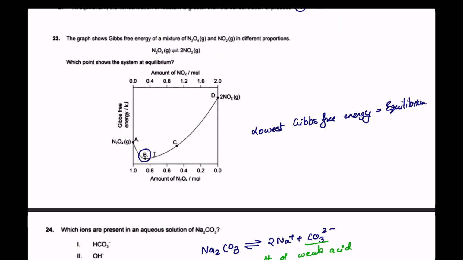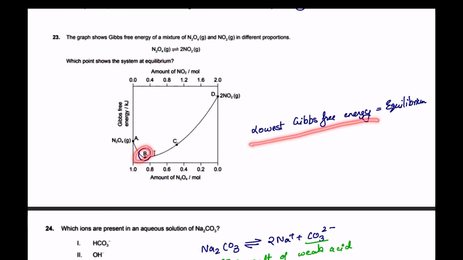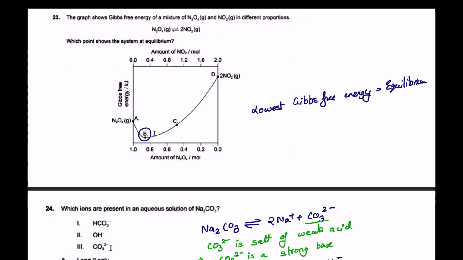Now question 23 again is a pretty simple question. We have a graph that shows the Gibbs energy of a mixture of N2O4 and NO2 at different proportions. Which point shows that the system is in equilibrium? Remember, the point at which there is the lowest value of Gibbs free energy is the point where the system is at equilibrium. So option B, or point B, is where the system has the lowest value of Gibbs free energy, and that is where the system is at equilibrium.